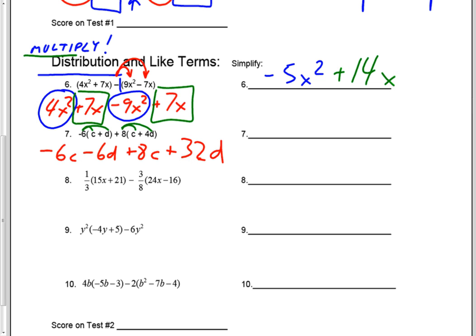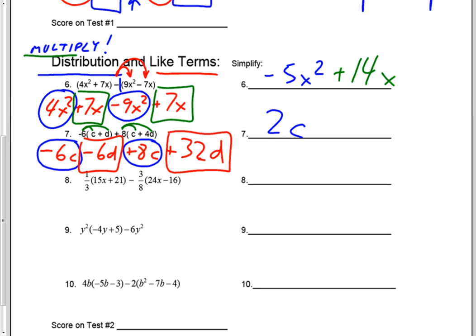Some of you did that, and then you stopped. That's great, you did the distribution, but now you got to do the like terms. What looks the same? What's minus 6 plus 8? 2c. What's the same as minus 6d plus 32d? Done. We can't combine these. Apples and oranges, 2 different things. 2 C's and 26 D's.